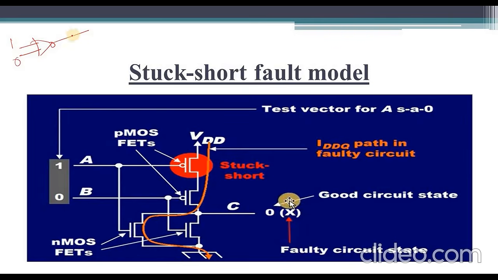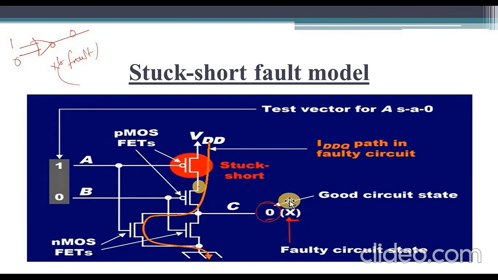So if I give the input 1 0, the output will be 0 if there is no fault. If there is a stuck short at this particular transistor, I am going to get the output as X, which is also an undetermined output. Here 0 is the good circuit value, whereas X is the faulty circuit value. It is an undetermined state. We don't know whether it is 0 or 1.